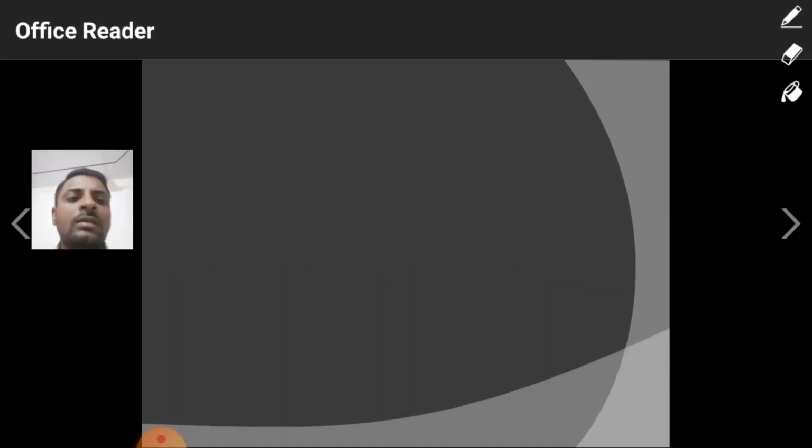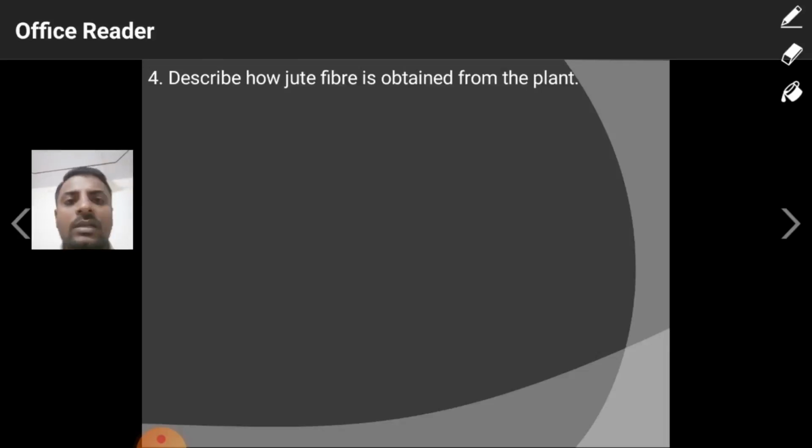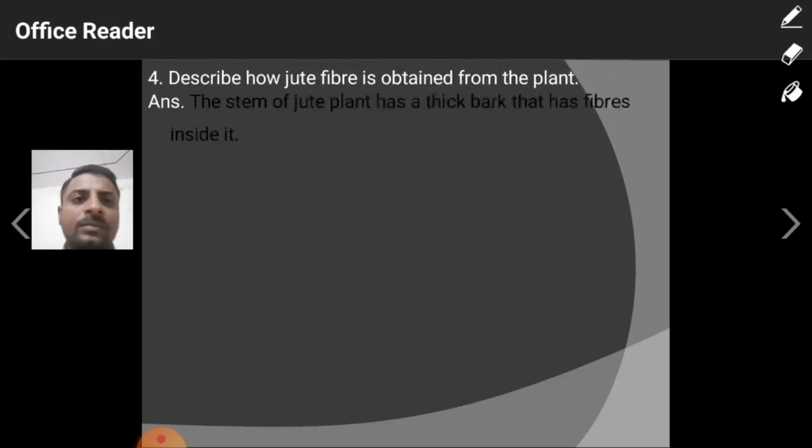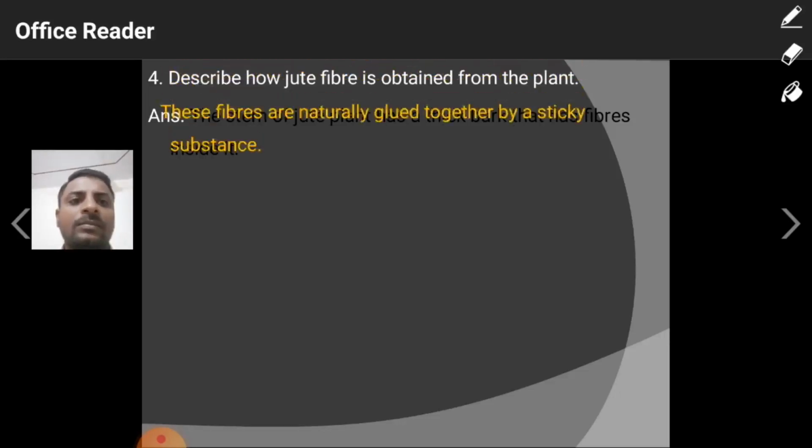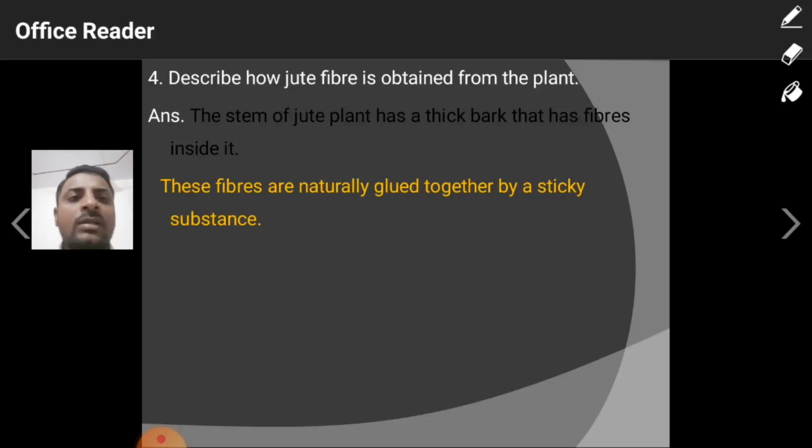Next question is, describe how jute fiber is obtained from the plant. The stem of the jute plant has a thick bark that has fibers inside it. These fibers are naturally glued together by a sticky substance.